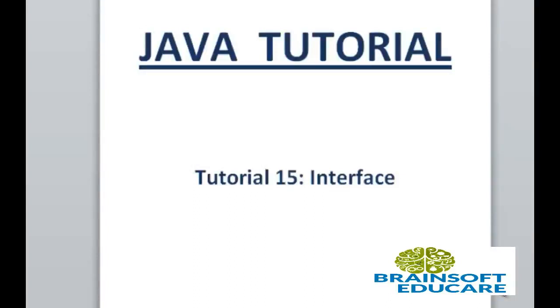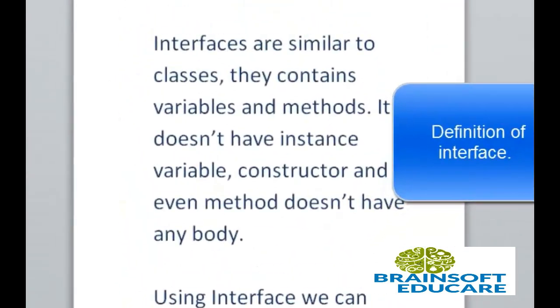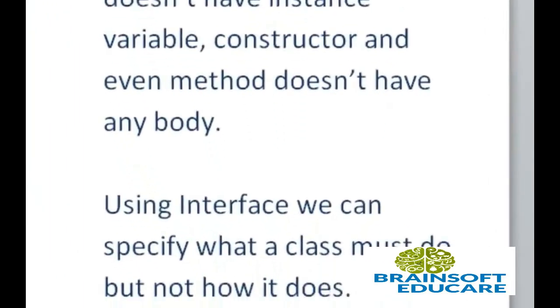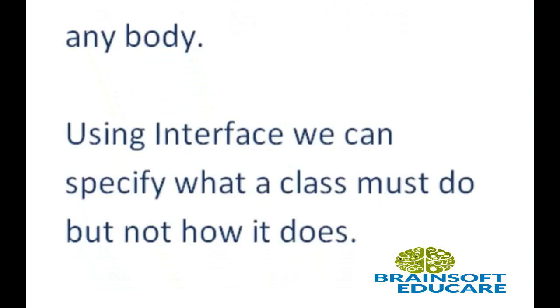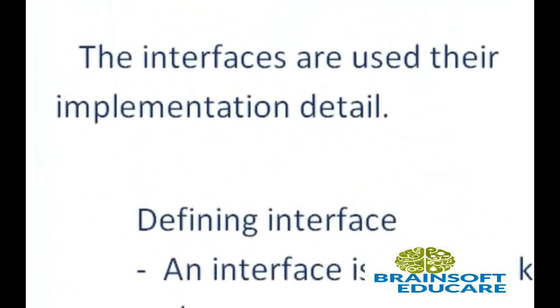In this tutorial we are going to study about interface. Interfaces are similar to classes. They contain variables and methods, but they don't have instance variables or constructors, and even the methods don't have any body. Using an interface we can specify what a class must do, but not how it does it. Interfaces are used to hide implementation details.